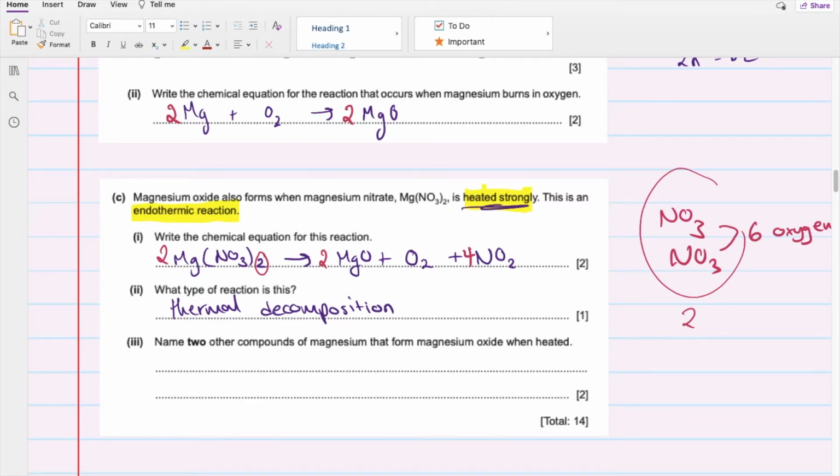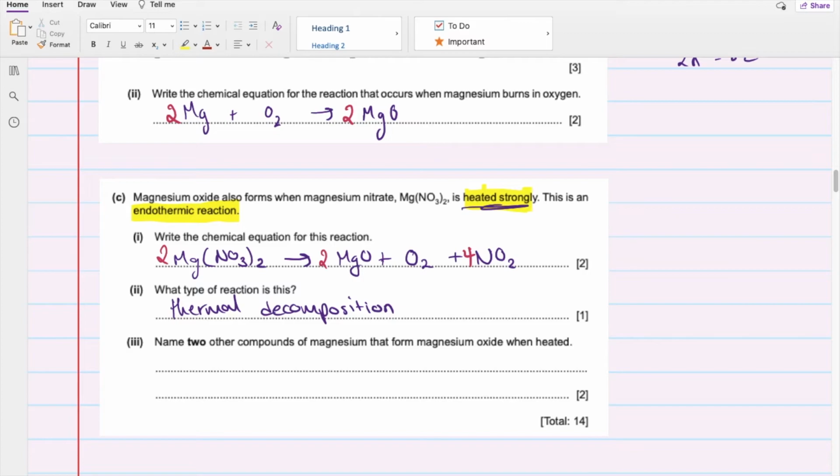Okay, now let's count it out and see if it's balanced. So 4 nitrogens, that's correct. 2 magnesium, that's correct. Number of oxygens now. 4 times 2 is 8, plus 2, plus another 2. That will give us 12 total. And if you come here, we have 2 times 3, which is 6, and then 2 times 6, which is 12. So it's completely balanced out. And then that is your equation.